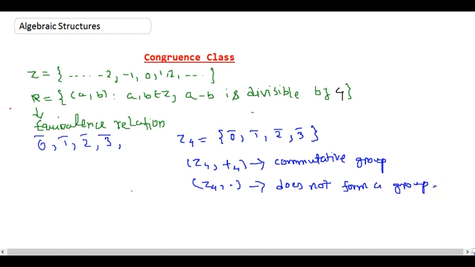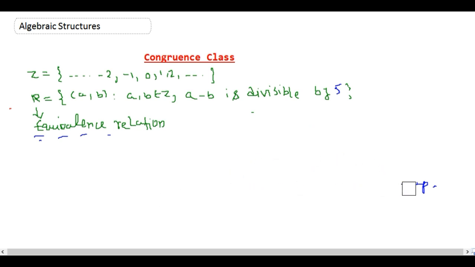Similarly, when we define the relation a minus b is divisible by 4, instead of 4, if we write 5, we get 5 distinct equivalence classes. Let me erase this first. For 5, what do we get? Basically the equivalence classes will be 0 bar, 1 bar, 2 bar, 3 bar, 4 bar. So that's all 5 distinct equivalence classes.